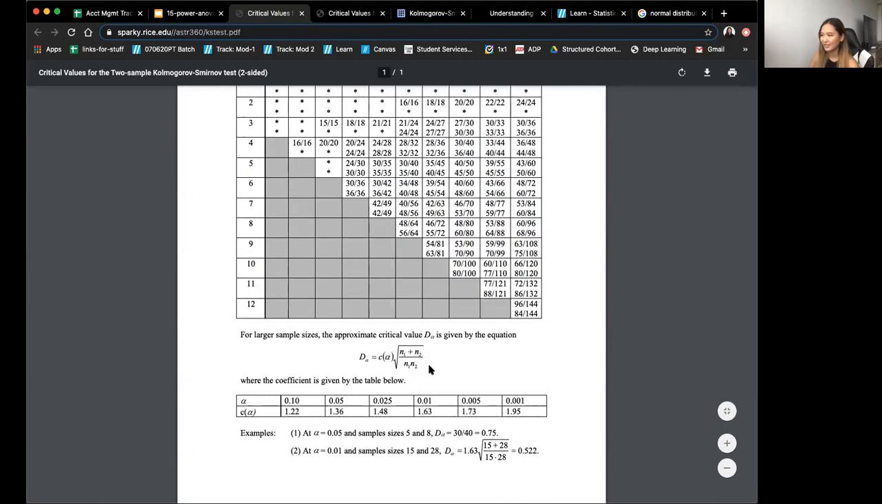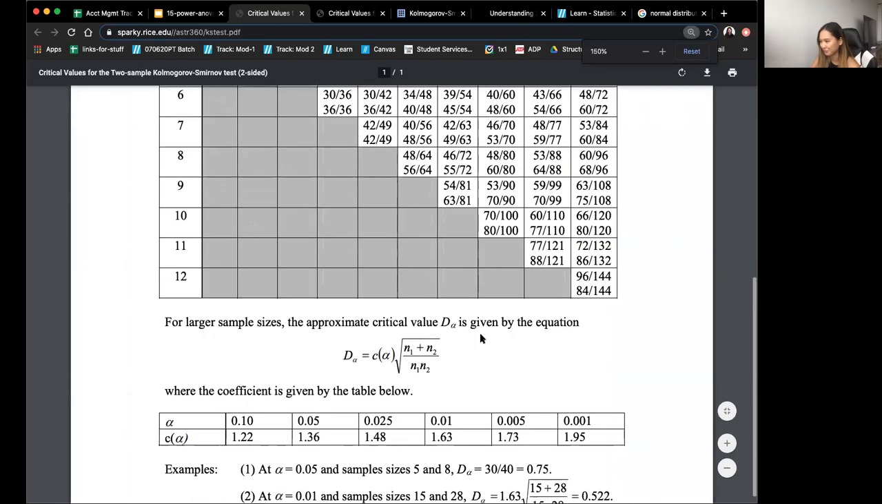And for greater values of sample sizes, you have this general formula again. Pretty neat. You would basically multiply C of alpha, and C of alpha would just be this value. So if your alpha was 0.05, your C of alpha is 1.36. And then this combined formula of your N1 and N2. Let me just zoom in a little bit more.